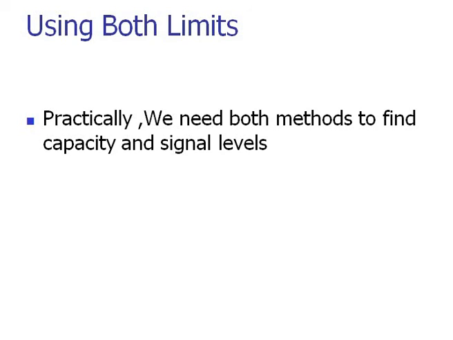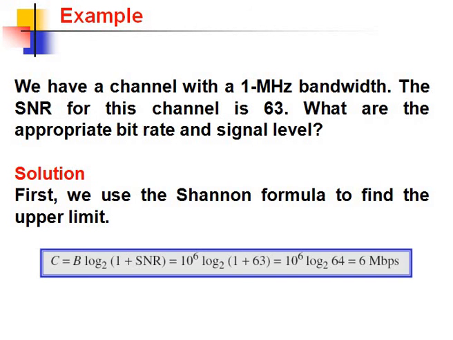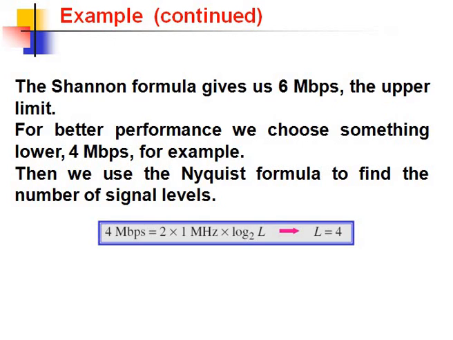Let's take an example. We have a channel with 1 MHz bandwidth and SNR for this channel is 62. What are the appropriate bit rate and signal level? The same thing, just as we have noted here. First, we use the Shannon formula to find out the upper limit. The Shannon formula gives us 6 Mbps, the upper limit. For better performance, we choose something lower, that is 4 Mbps. Then we use the Nyquist formula to find out the number of signal levels. By using the Nyquist formula, we calculate that the number of levels is equal to 4.